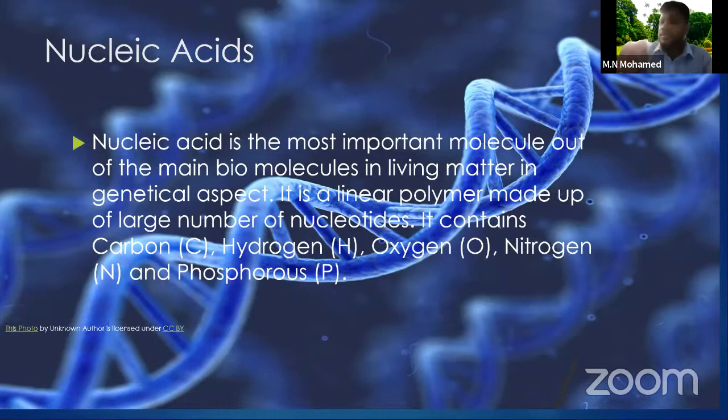Carbon, hydrogen, oxygen, nitrogen, and phosphorus are the main elements. You know that carbohydrate has carbon, hydrogen, oxygen. Protein has carbon, hydrogen, oxygen, nitrogen, sometimes sulfur. Lipids have carbon, hydrogen, oxygen. Nucleic acid has carbon, hydrogen, oxygen, nitrogen, and phosphorus. Nucleic acid is very important for us. Then what is nucleic acid?